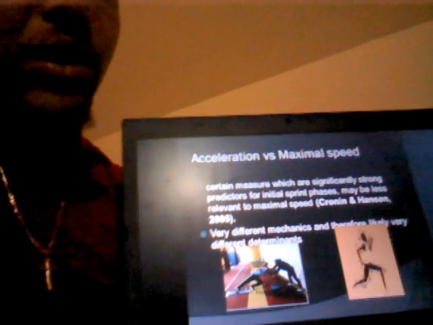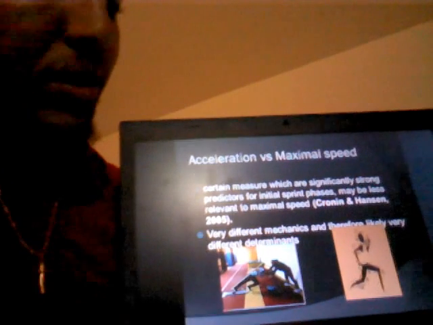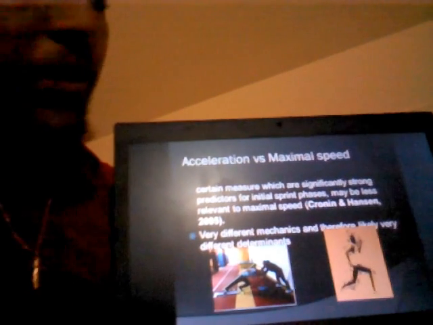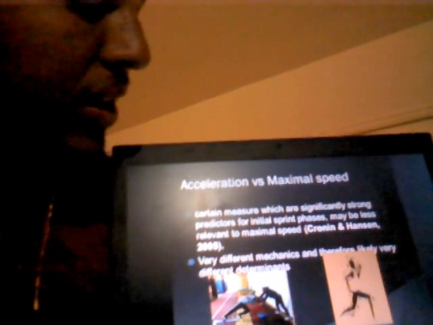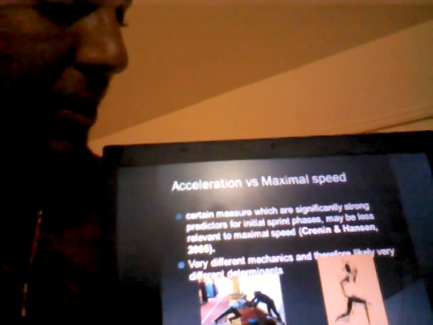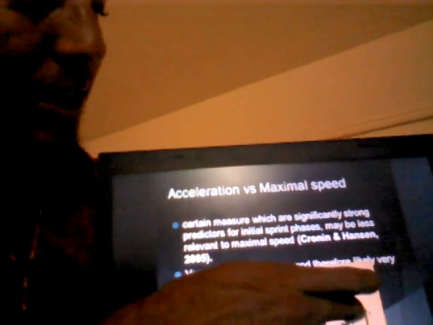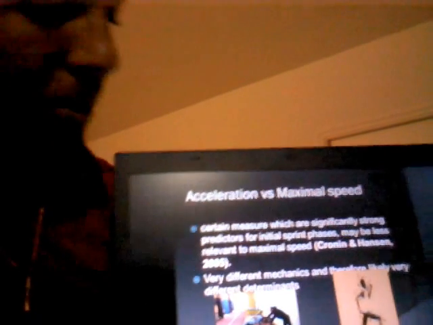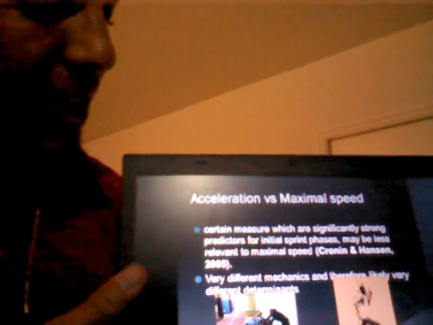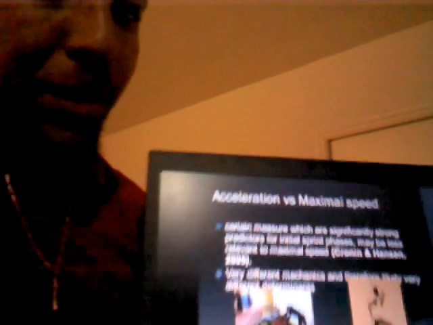For example, in the acceleration phase, your angle is going to be a lot lower. As you can see in the top end speed phase, it looks like the person is practically upright. You have a 90-degree angle with the femur and the upper body, whereas in the acceleration phase, they're at about a 45-degree angle there.